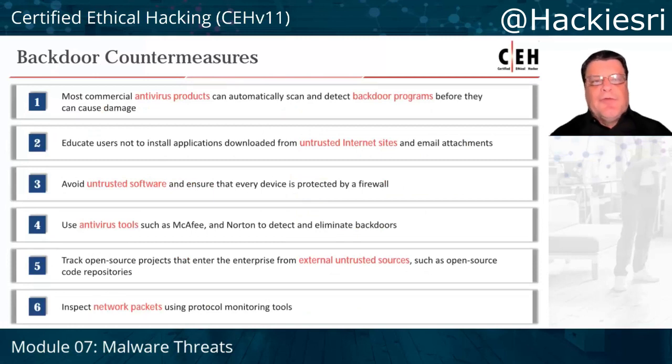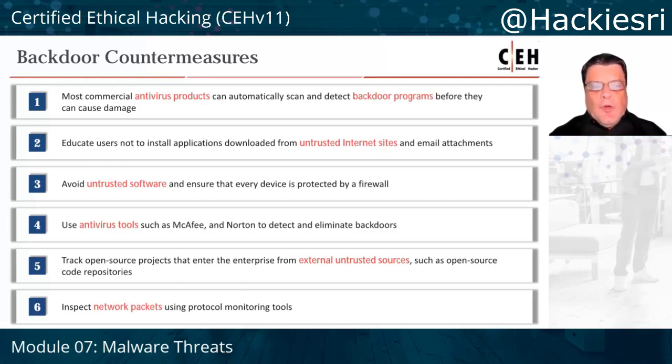Countermeasures to backdoors. Backdoor countermeasures include the following. Most commercial antivirus products can automatically scan and detect backdoor programs before they can cause damage. The operative word here is most, not all. You can educate users not to install applications downloaded from untrusted internet sites and email attachments. Avoid untrusted software and ensure that every device is protected by a firewall. Use antivirus tools such as McAfee and Norton to detect and eliminate backdoors.